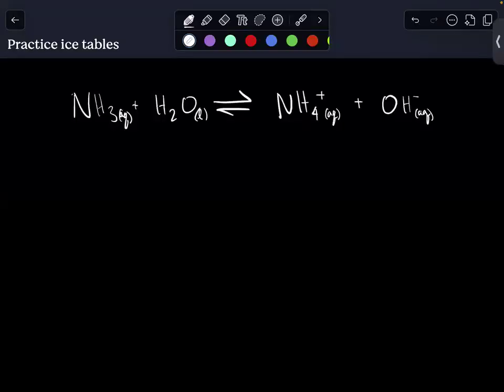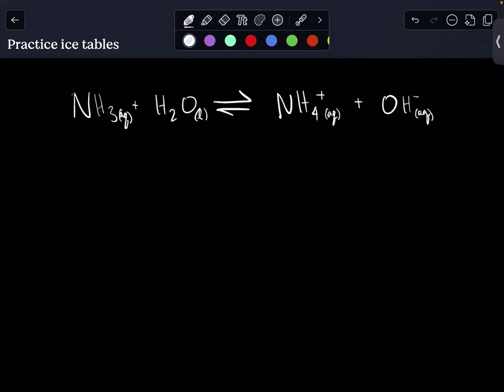I'm doing some practice ICE tables today. I'm not there in the DP chemistry curriculum, but I thought I might as well get some of these out of the way for anyone who needs to learn how to do an ICE table.